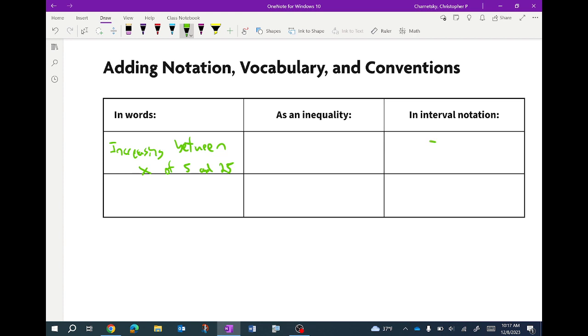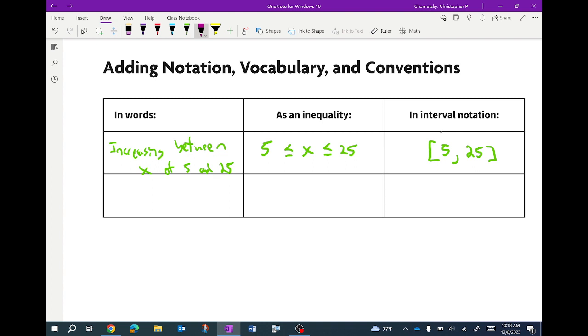Interval notation, we could write it using our brackets, 5 and 25. That's interval notation. You might also see it written as an inequality where x is less than or equal to 25 but greater than or equal to 5. That's another way that we can write notation. Okay.